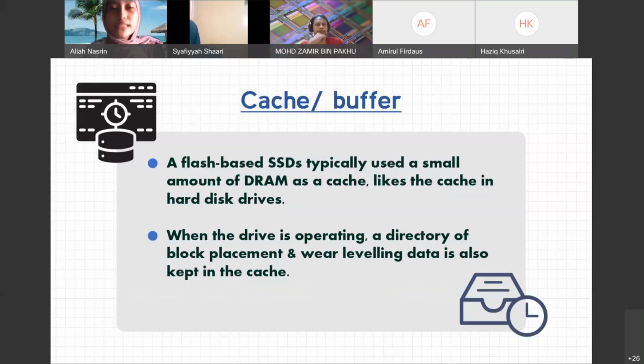Cache or buffer. A type of flash-based SSD typically uses a small amount of DRAM as a volatile cache, similar to the buffer in a hard disk. And a directory of block placement and wear leveling data is also kept in the cache while the drive is operating. Next.